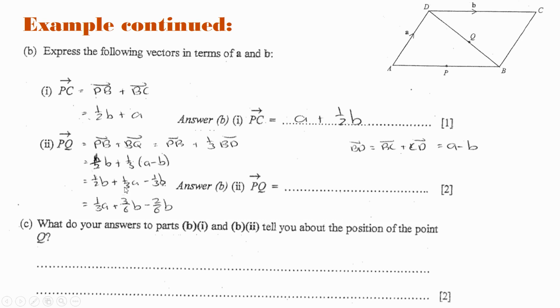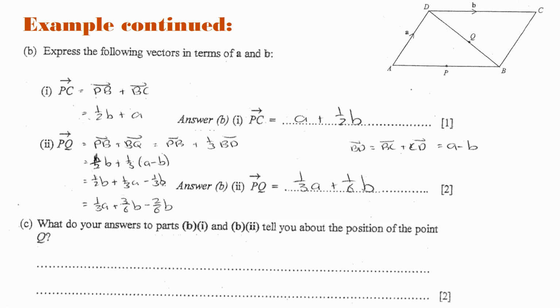1/2 b becomes 3/6 b. Minus a third b becomes minus 2/6 b. So 3/6 minus 2/6 is 1/6. So 1/3 a is still there, and that minus that is a 6th b. So good practice of your fractions and lowest common denominators and that kind of thing.